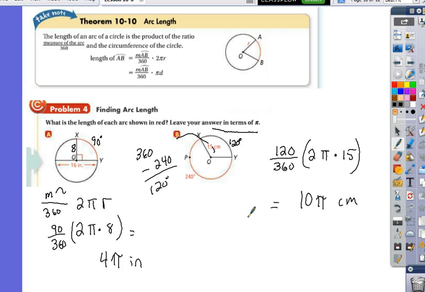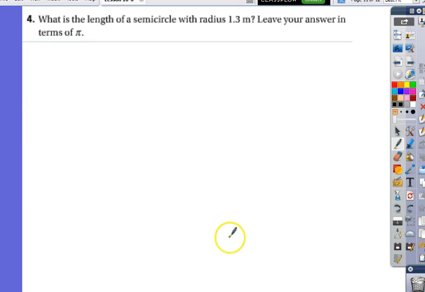Everybody okay with that? All right, so we've talked about how to find arc measure. We've talked about how to find arc lengths. We've talked about circumference, and we've talked about central angles and how they relate to arcs in a circle. So let's find the length of a semicircle. What does semicircle tell you? It tells you the measure.